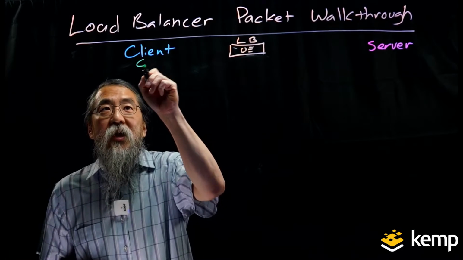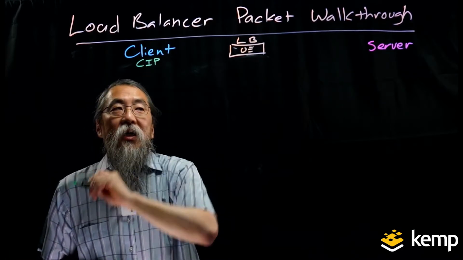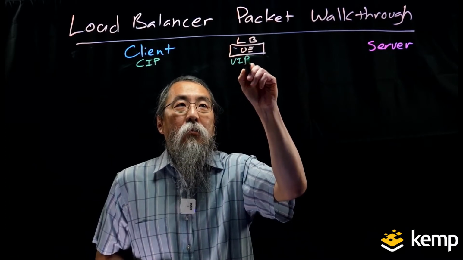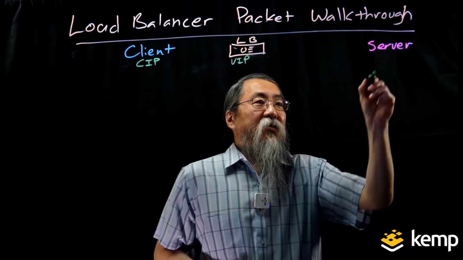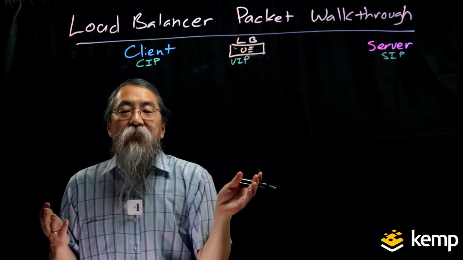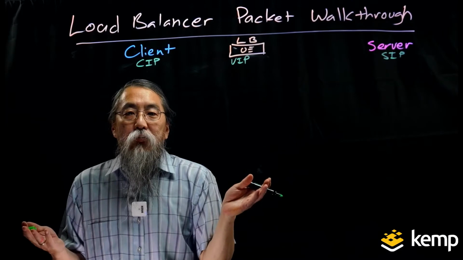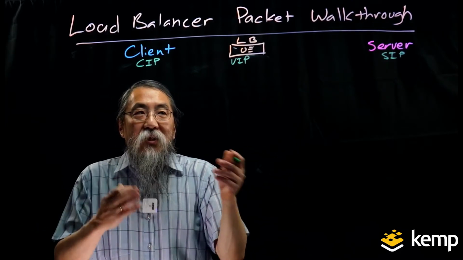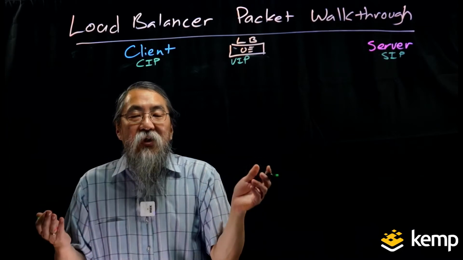So here we have the client, and it's going to be using the client IP address. The load balancer is going to have a virtual IP address, and the server is going to have its server IP address. We're going to be doing this based on TCP. It's the most popular protocol that we see on the network today. We have UDP also, and we'll discuss the differences in UDP, but it's very similar.